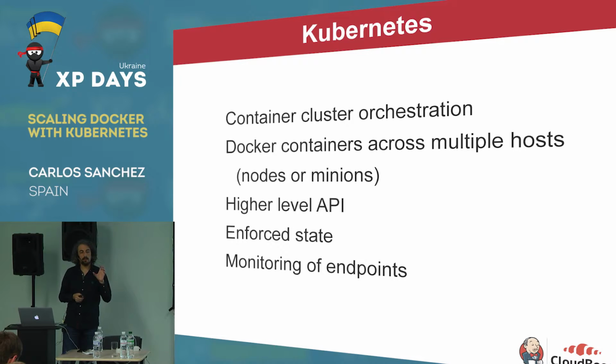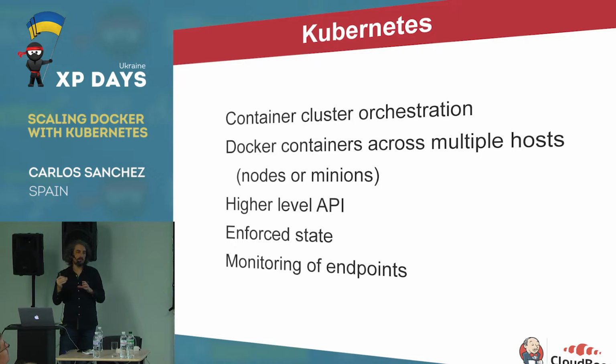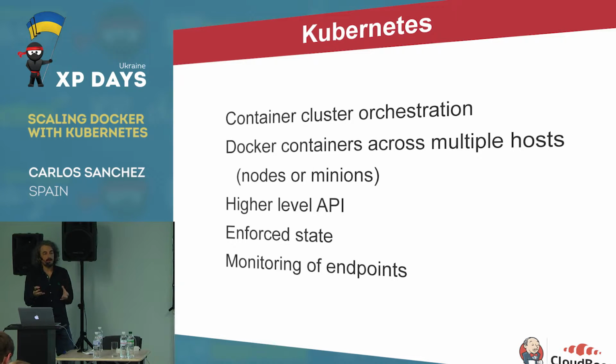And it's very important that it cares a lot about state. It doesn't care about actions. So instead of saying do this, then do that, then do this other thing, you just say, I want 50 containers running. You don't say start one server, start another server. You basically say, I want 50 containers running, and Kubernetes will handle that for you. It also does monitoring: it will detect if your services are not running or if some issue happened, and it will take care of maintaining that state.